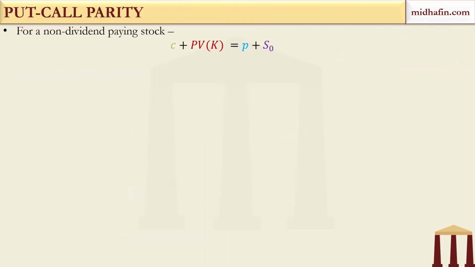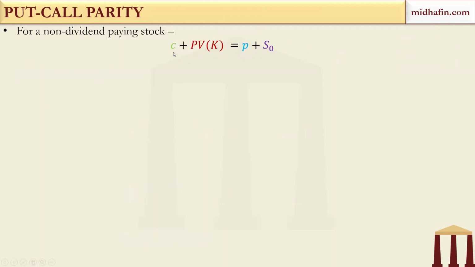Now we have the put call parity. So for a non-dividend paying stock, put call parity is defined like this: C plus PV of K equals P plus S naught. And in fact, this is basically the law of one price working here. I'll explain. LHS and RHS can be considered two portfolios. LHS you can say portfolio A, and RHS can be considered portfolio B.